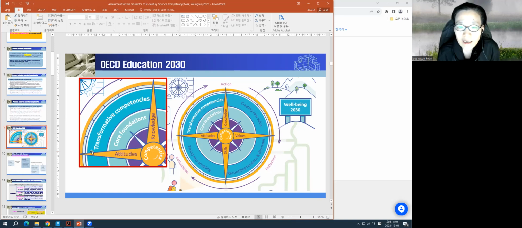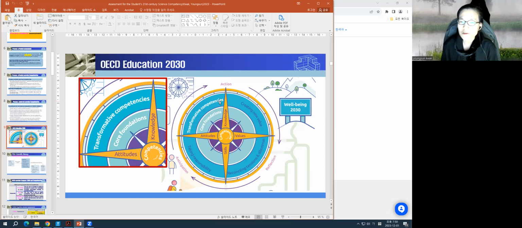Can you see this compass? The needle of compass is about knowledge domain. And then can you see here, skills area. And then there's another needles, attitude and values. At the core of these 3 dimensions, it's called competencies. So according to OECD Education 2030, it's emphasizing transformative competencies. We need to develop at the global level or at the domestic level science curriculum.